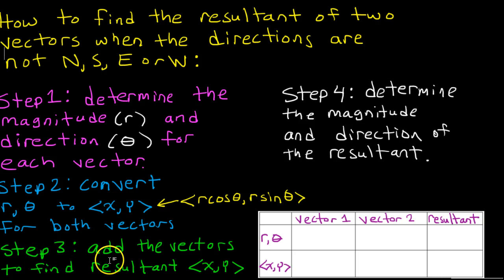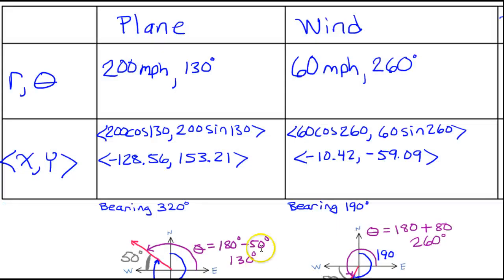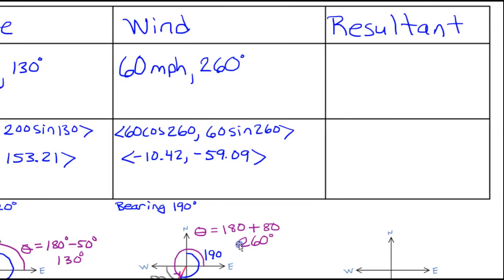Now, step 3, we need to add the vectors to find the resultant vector in component form. So I'm just going to add the plane velocity vector and the wind velocity vector. And I'll do that by simply adding the corresponding components. And I will record that here.